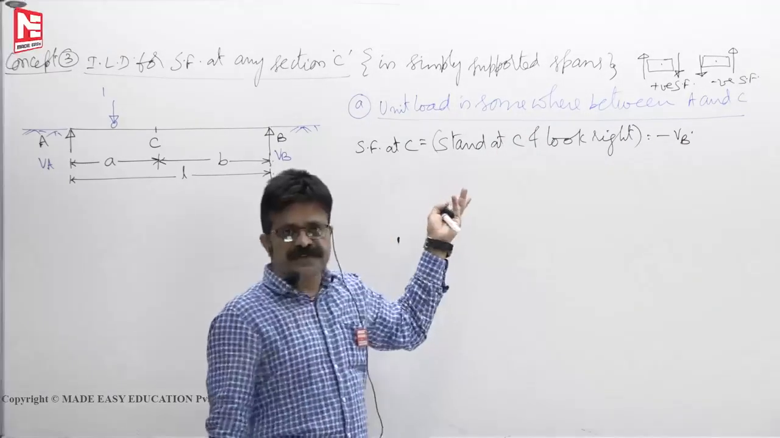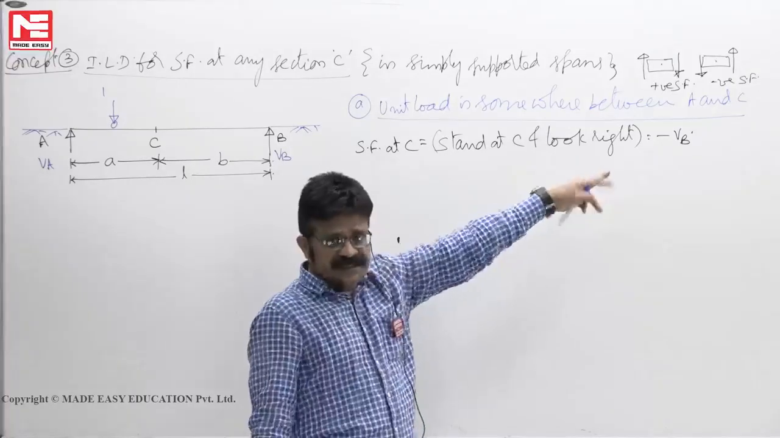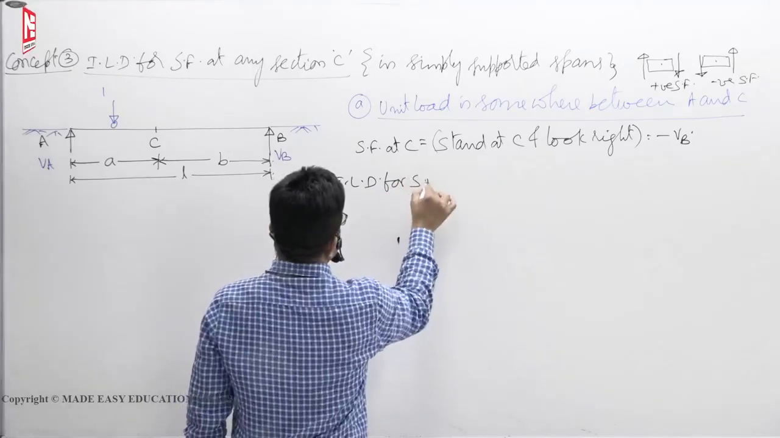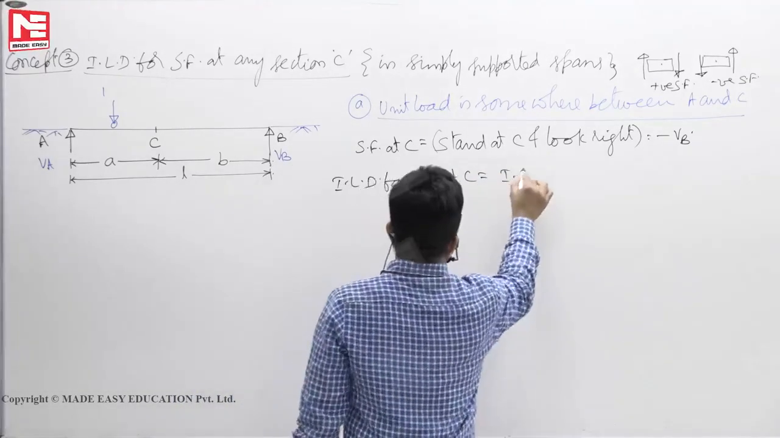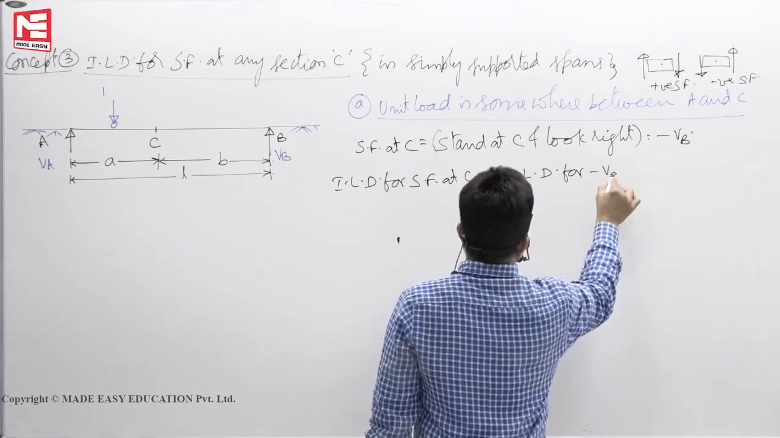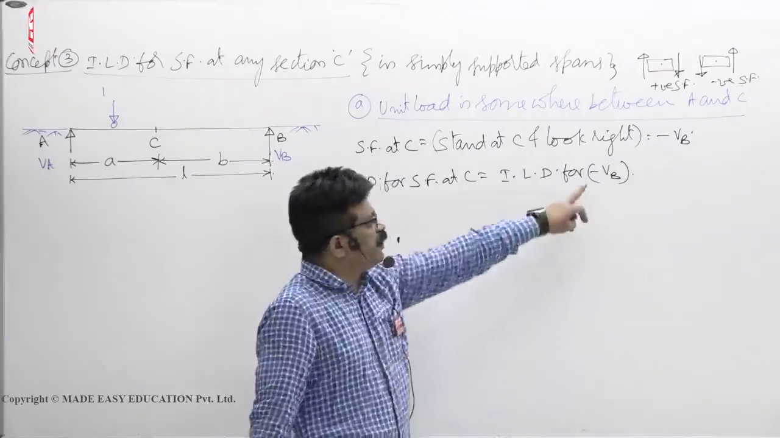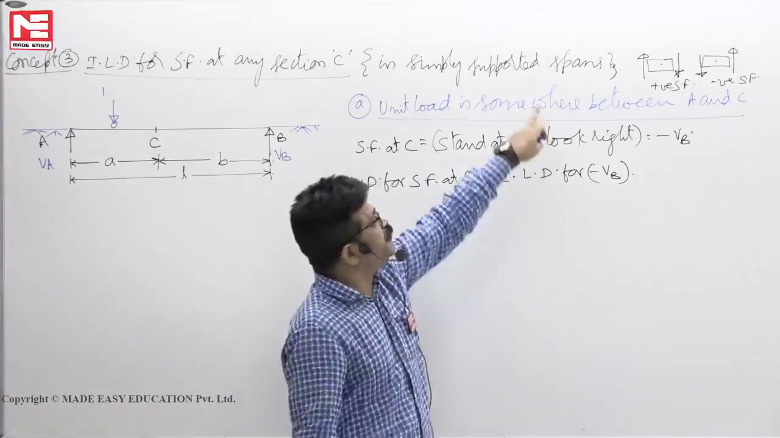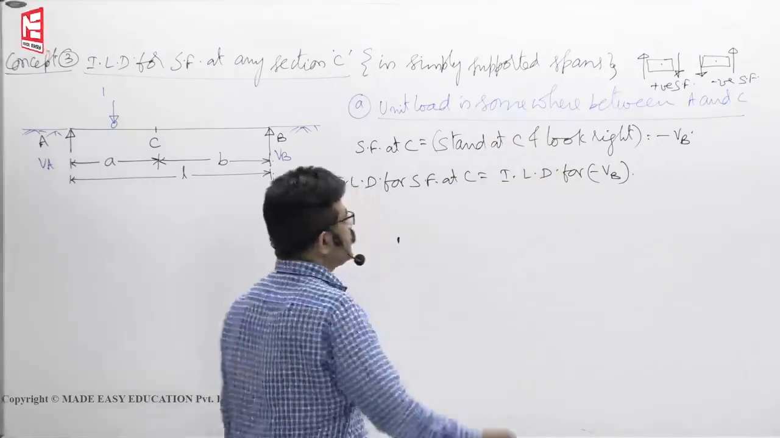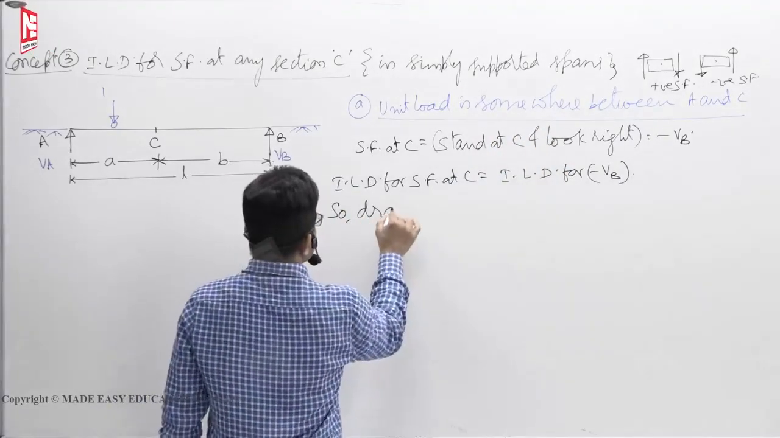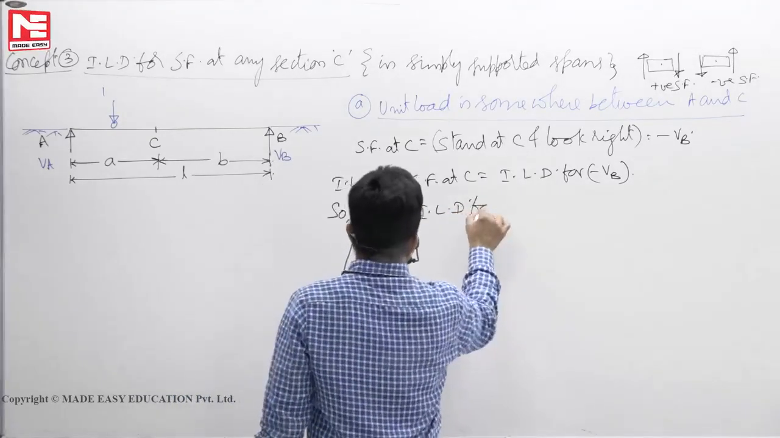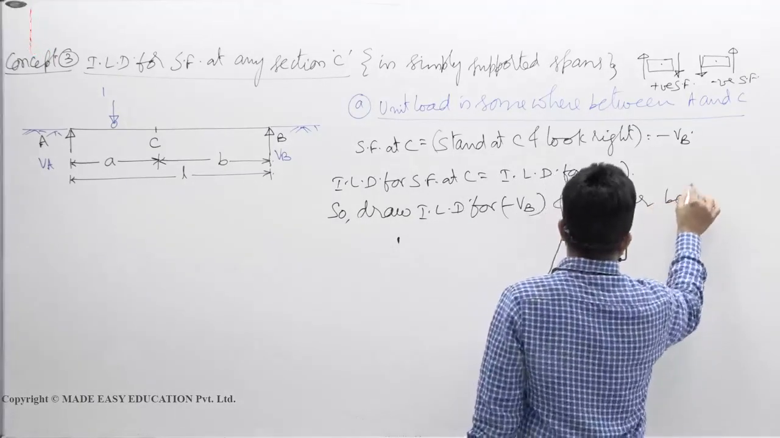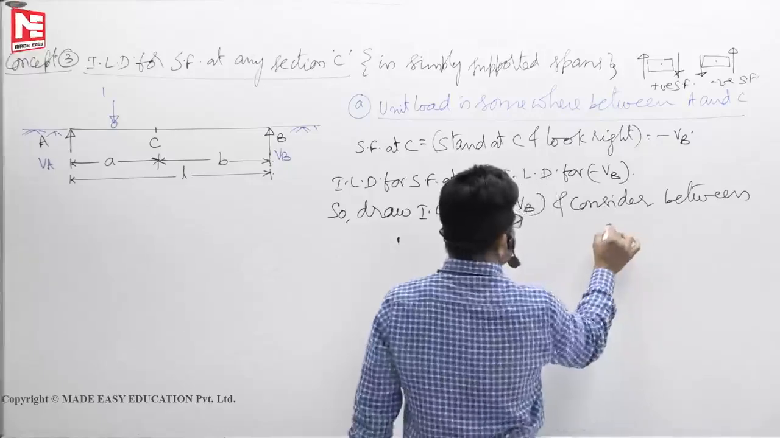That will tell you what shear force is because that is the expression you got. So ILD for shear force at C is nothing but ILD for minus VB. So draw ILD for minus VB, it is nothing but ILD for shear force itself. But this expression is valid when the load is between A and C only. So draw ILD for minus VB and consider between A and C only.